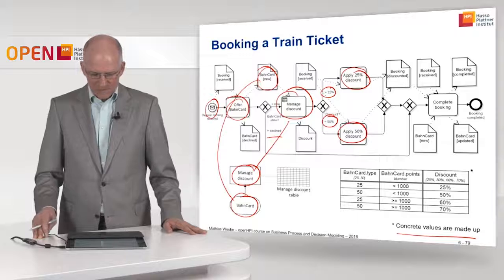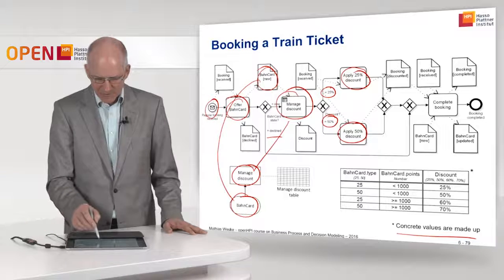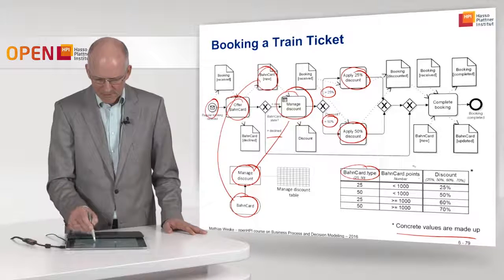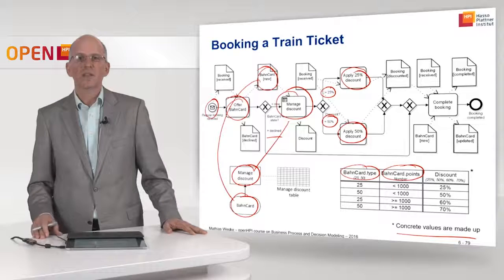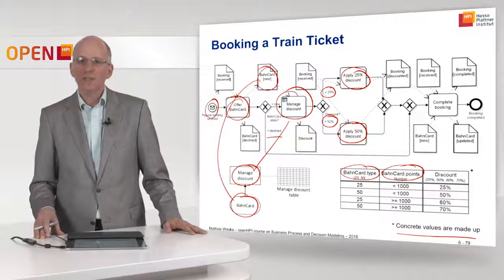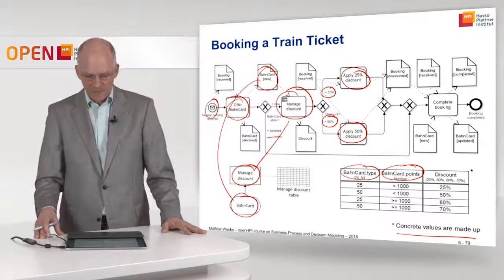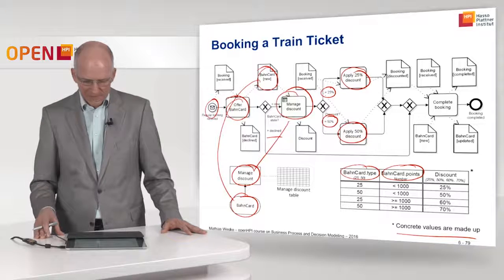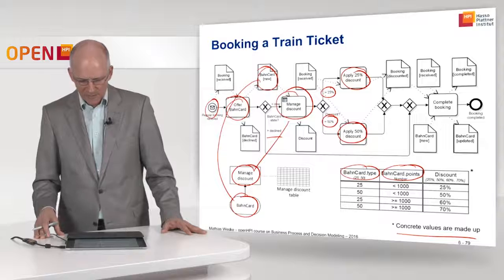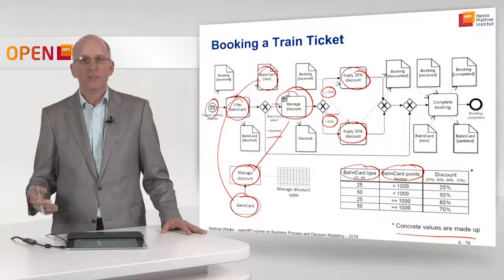Okay, so yes, the Bahncard has a type. So the input is Bahncard type and Bahncard points. Clients can own points, and if there are at least 1,000 points, then the discount is even larger.